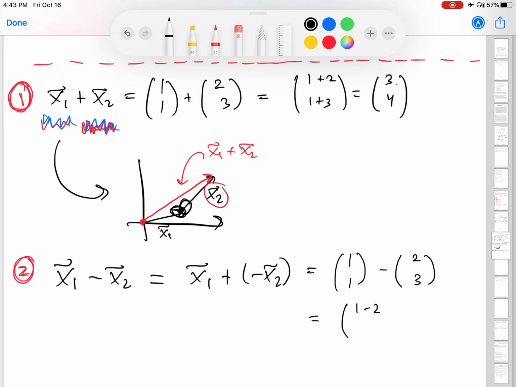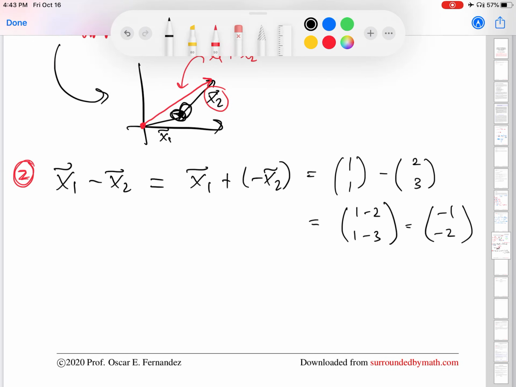So if I calculate this, again, there are two matrices. They have the same size. I'm subtracting them. So I just subtract their components. So I get -1 and -2. Great. So now let me go through and see if I can plot these two vectors. So the first one that I'm going to plot here is x1, and that's the vector that goes to 1, 1. So 1, 1, that's the x1 component.